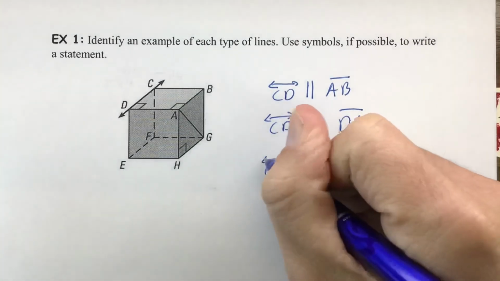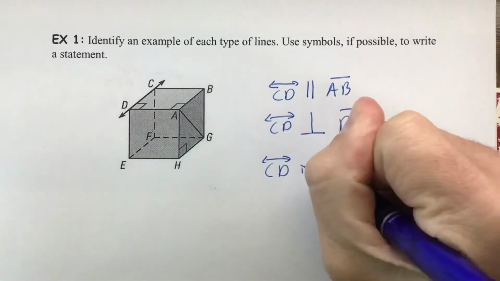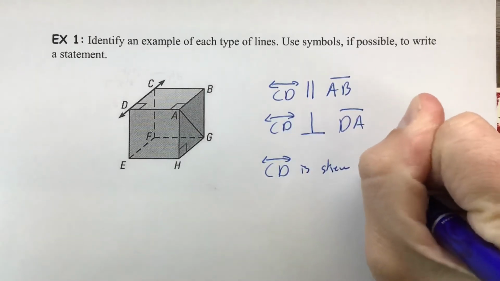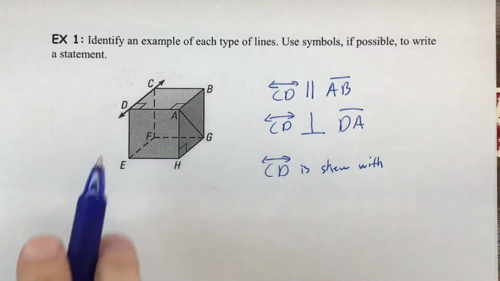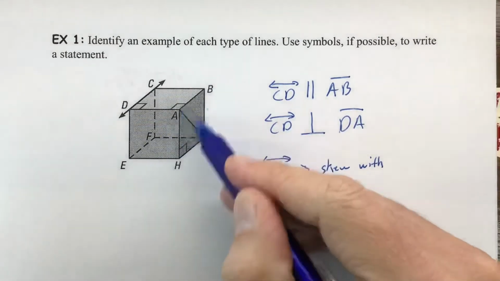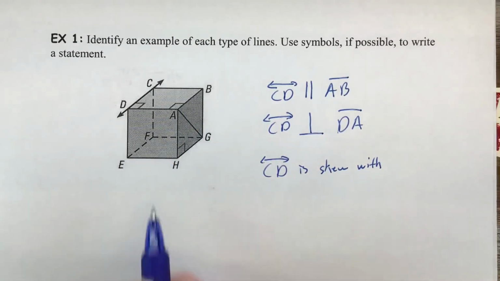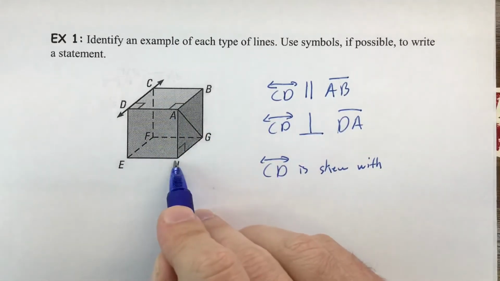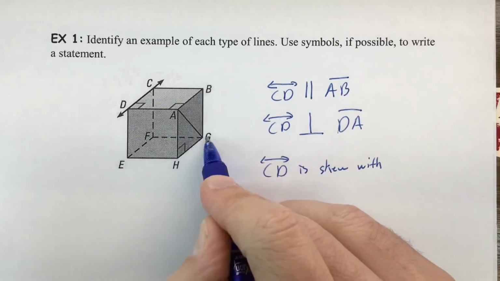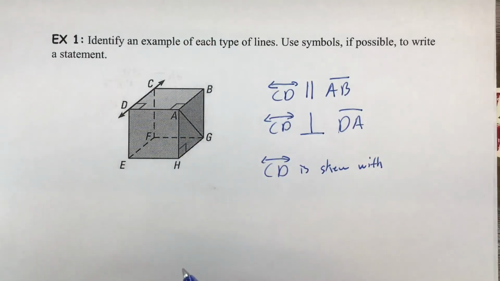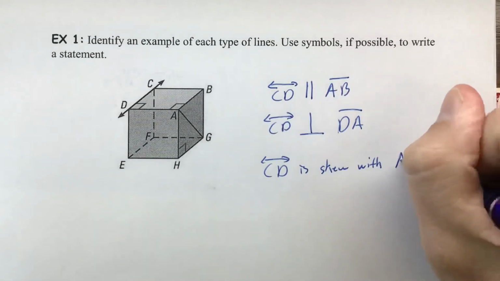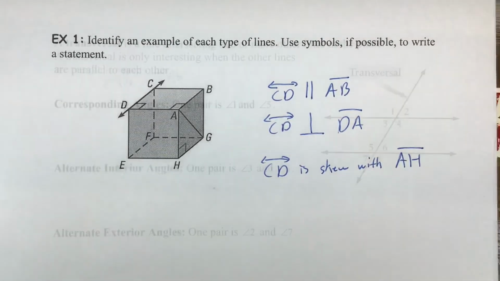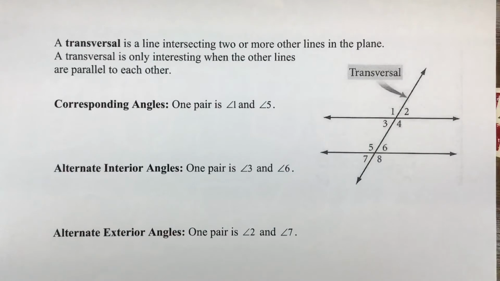We're just going to write line CD is skew with... and we really got to pick out any segment that is not going to make contact with it but is not parallel. So you can't use your three that were parallel. You could go with AH, you could do BG, that would be all right. Let's just go ahead and use AH. All right, so line CD is skew with line segment AH.